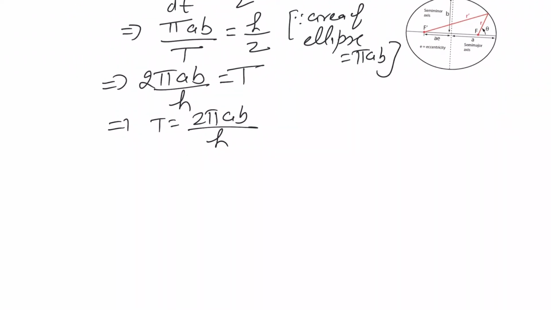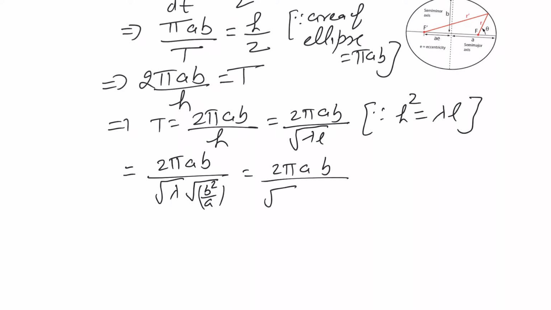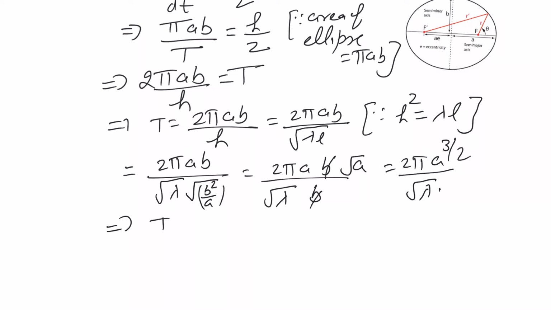This further implies that this is equal to 2 pi ab upon h, which gives root of lambda L, because by equation 4, h square is equal to lambda L. You can check this in equation 4. Now this is further equal to 2 pi ab upon root lambda, and L is equal to b square by a. So this is 2 pi ab over root lambda, with b in the numerator and root a in the denominator. This will cancel out, giving 2 pi a raised to 3 by 2 upon root lambda. So the time period is equal to 2 pi a raised to 3 by 2 upon root lambda.